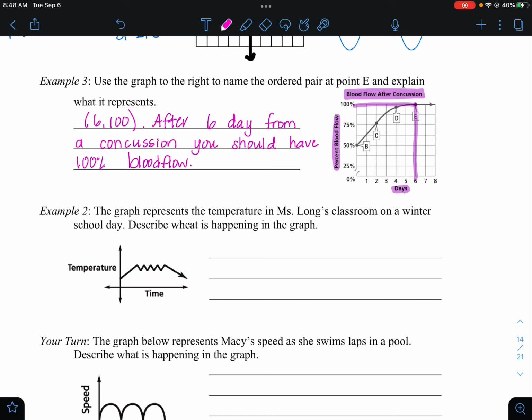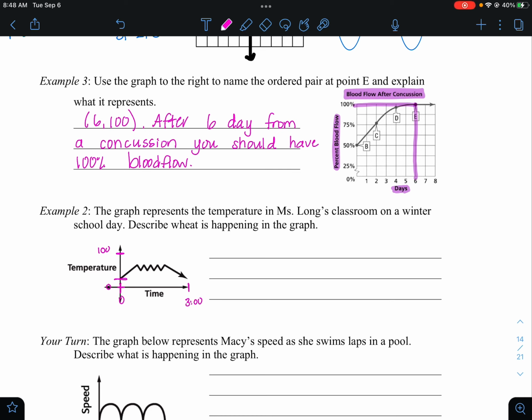Here's our temperature. So the higher, we'll just put a number here. We'll say 100 degrees, even though that's not realistic. And we'll say down here is 0. Time here is 0. Time here, we'll say we get out of school, we'll say 3 o'clock. Okay, so what happens over the course of the day?